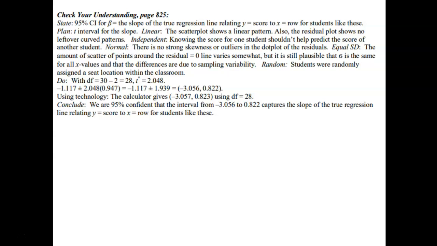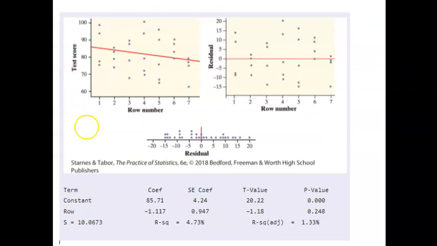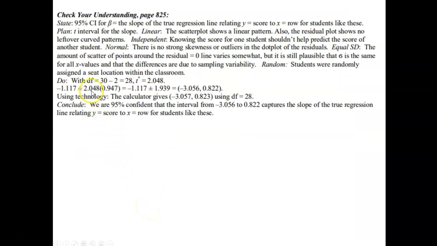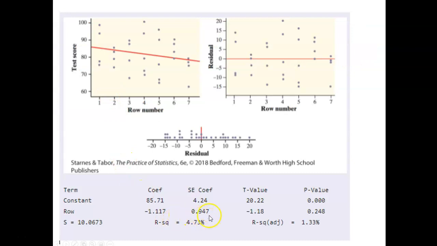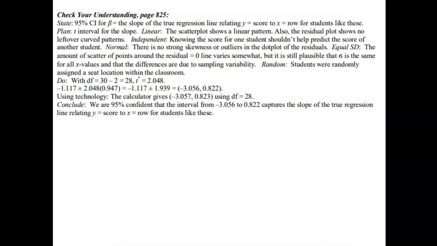The degrees of freedom is 28. So they found a t star value of 2.048 from Table B. They used, let's see right here, this is the slope from our computer output. Oops, back up. See this guy right here, row coefficient. And then the t star they just found. And then this 0.947 is the standard error, which is found right here, the row standard error. So the slope standard error coefficient. Ugh, it's confusing, I know.